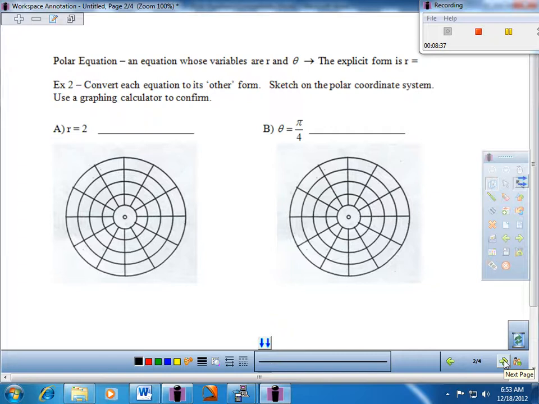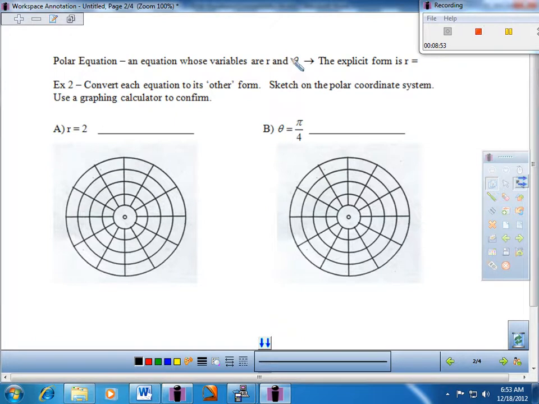Okay, everyone, so on your paper it says a polar equation. So here's what I see right here. A polar equation is an equation whose variables are r and theta. So remember, this is just a different system to represent a relationship in 2 variable quantities. In this case, the representation of those quantities is in r and theta.